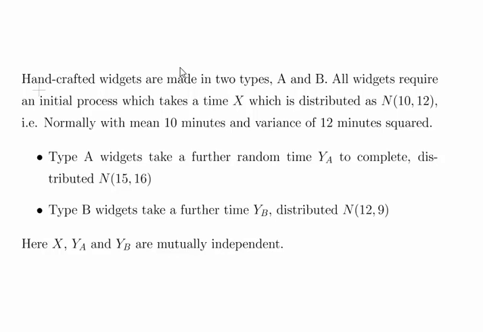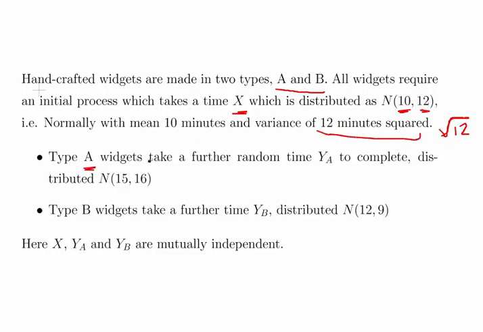Okay, in this presentation we're going to look at a normal distribution question. Handcrafted widgets are made in two types, A and B. All widgets require an initial process that takes a time X, which is normally distributed with a mean of 10 minutes and a variance of 12 minutes squared, which is to say that the standard deviation is the square root of that, which is the square root of 12, okay?